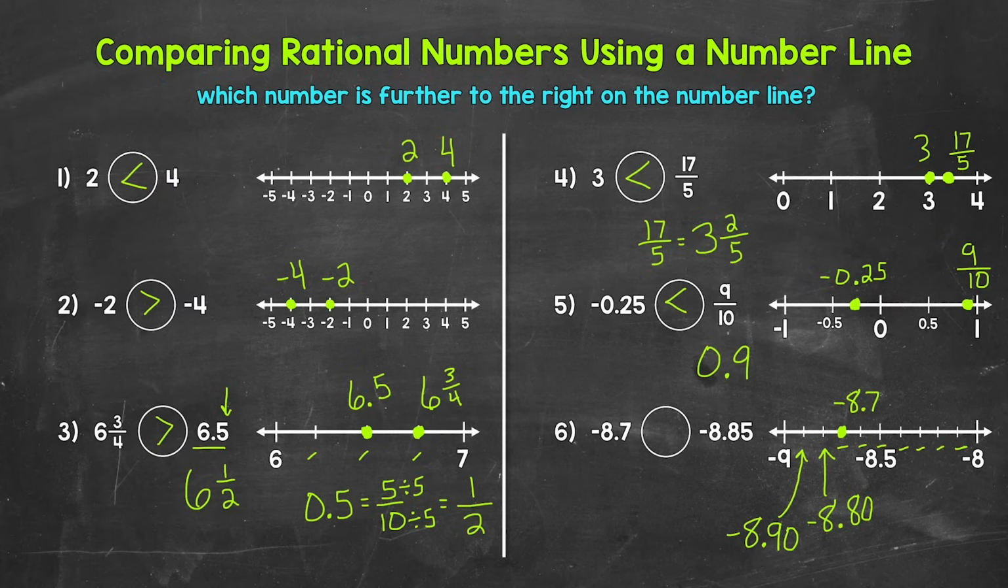And we know that 85 is in between 80 and 90. So negative 8 and 85 hundredths is about right here. Negative 8 and 7 tenths is further to the right on the number line. It's greater in value. So negative 8 and 7 tenths is greater than negative 8 and 85 hundredths. So there's how to compare rational numbers using a number line. Let's move on to ordering.